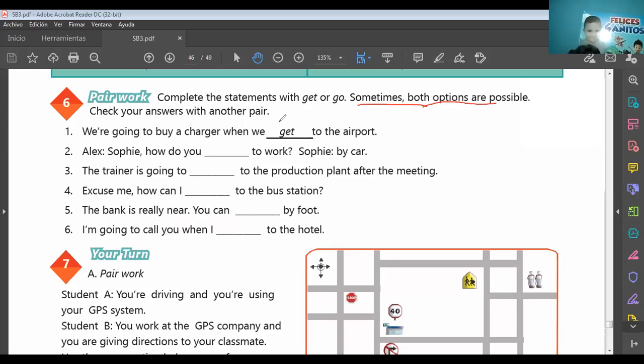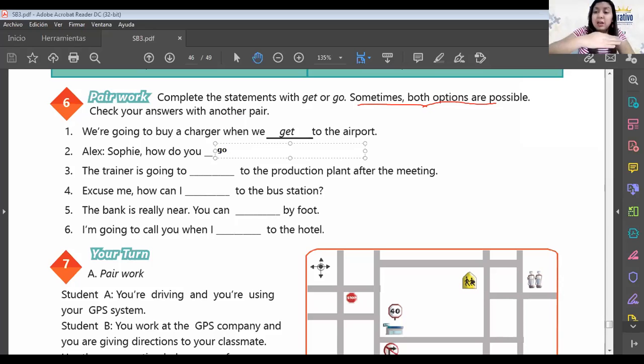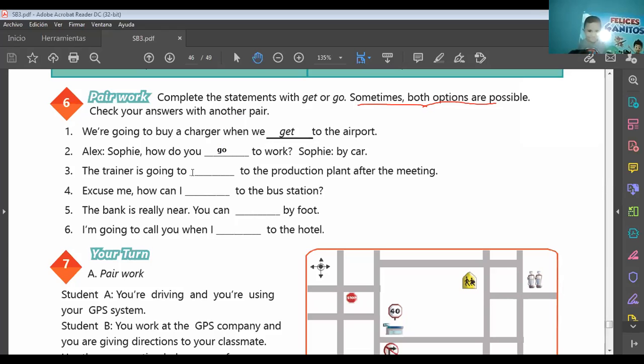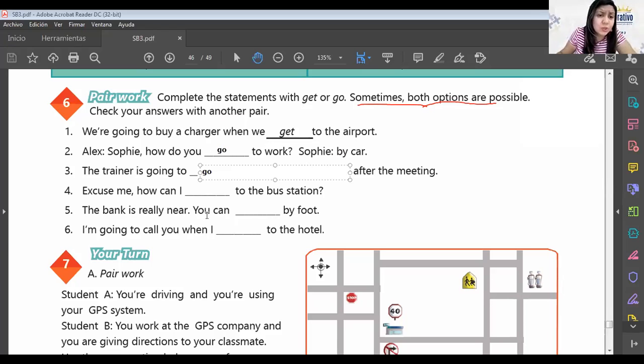Okay. Alex, Sophie, how do you? ¿Qué sería acá? Go. Exactly. How do you go? How do you move, right, from one place to another? How do you go to work? I go by car. The trainer is going to go to the production plant after the meeting. Va a ir a la planta de producción después de la reunión. Or even get, it's possible. The trainer is going to get to the production plant after the meeting. But it's more like go.